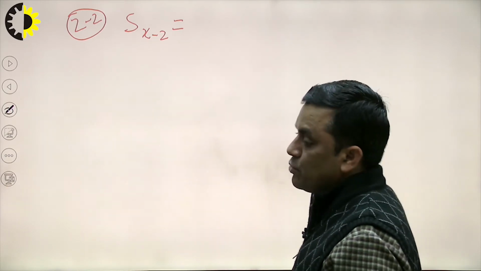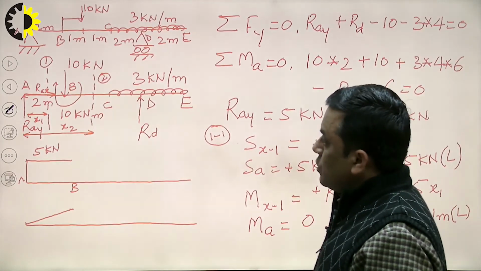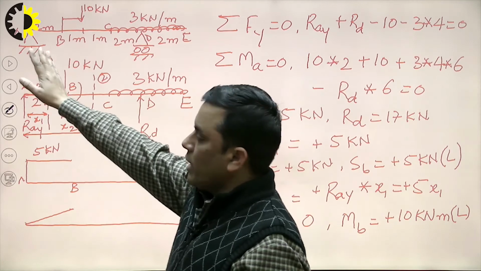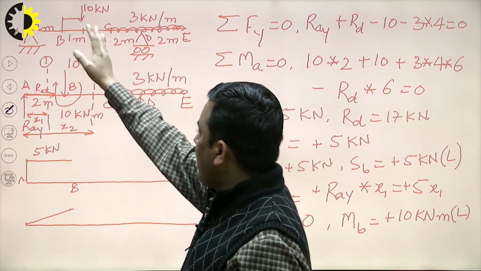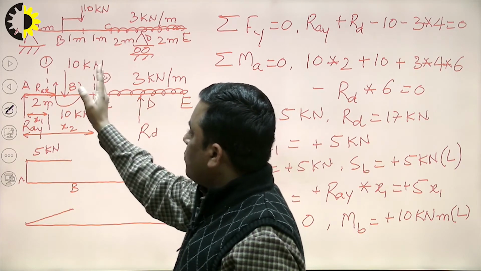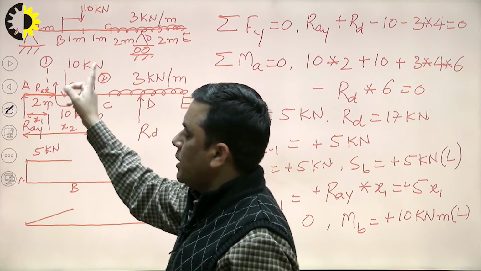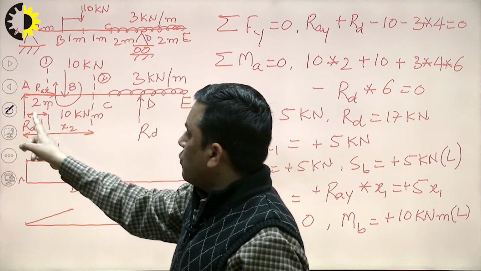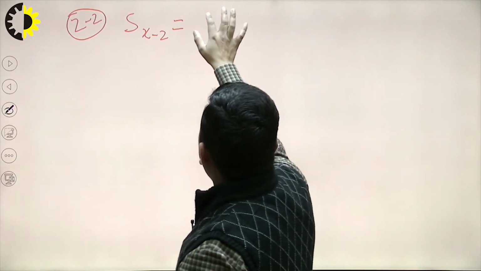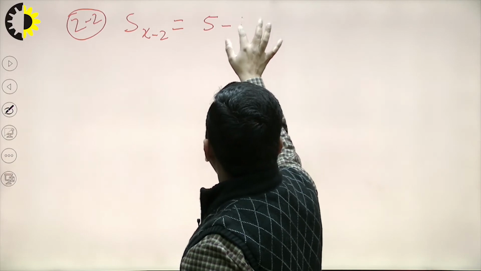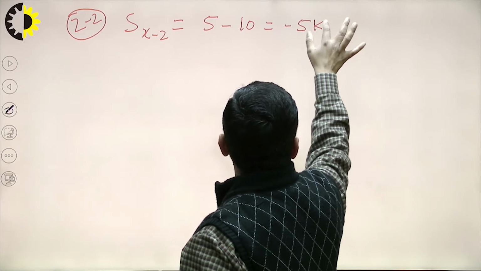Shear force at section 2. Definition: it is the algebraic sum of all the forces acting on either side. Now forget about section 1, consider it was not there. I am focusing on section 2. What are the forces on the left side of the section plane? There are two forces, RAY and the 10 kilonewton load. RAY will be considered as positive, this will be negative. So, I can write here RAY is plus 5, this is minus 10. So, it is coming out minus 5 kilonewton.